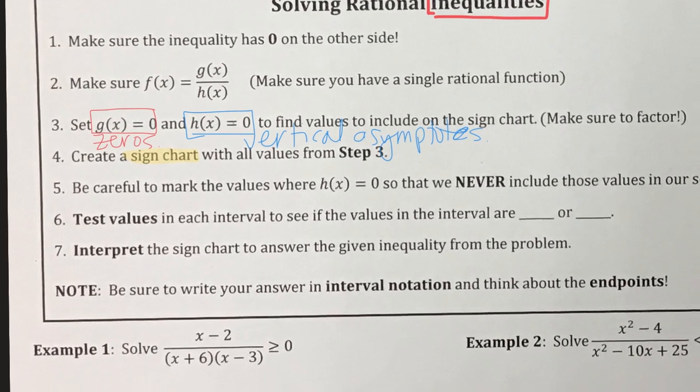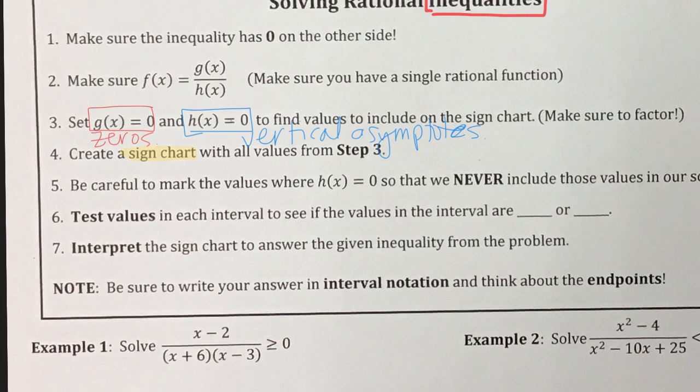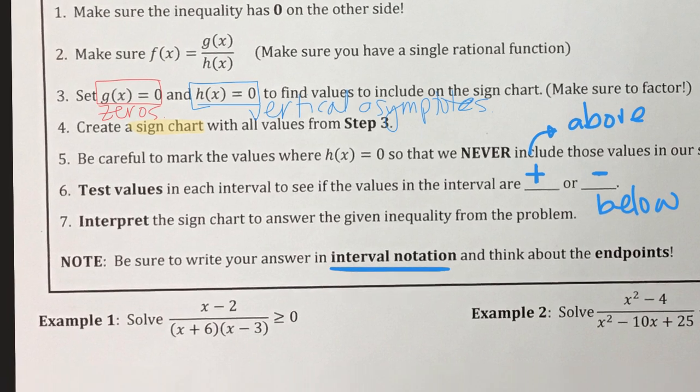We test some values to see if our values are positive or negative. Positive is where your graph is above the x-axis, and negatives are where your graph is below the x-axis. And then, of course, we write it in interval notation. So let's jump in here on example 1.